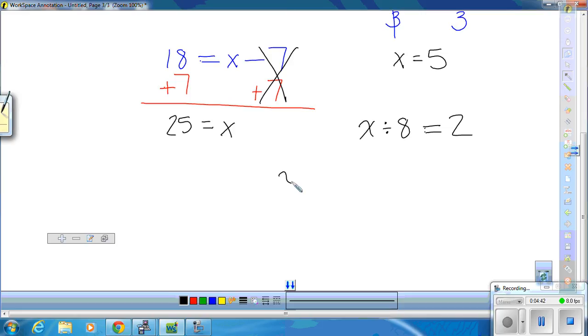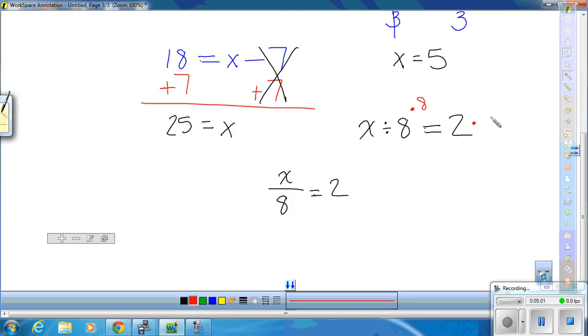But you might also see that as x over 8 is equal to 2. So we can write division in two different ways, but they both mean the same thing. I have to ask myself, what is the opposite of dividing by 8? The opposite of dividing by 8 is to multiply by 8.